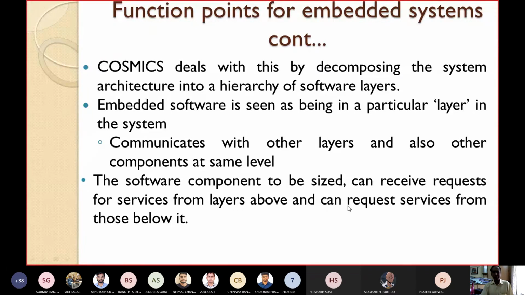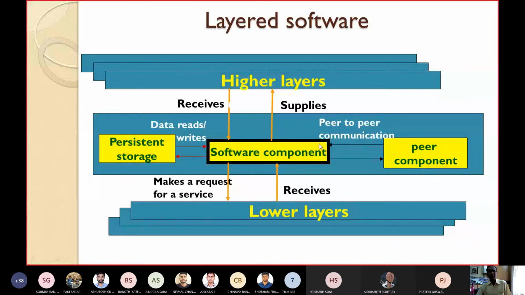Please see again what I'm saying. The software component which is to be sized, for which you want to estimate the size, can receive requests for services from where? From the layers above it, and it can also request services from the layers below it. This is the architecture. This is the middle layer. These are the lower layers. These are the higher layers. So this is the software component. You might need to estimate the size for this software component.